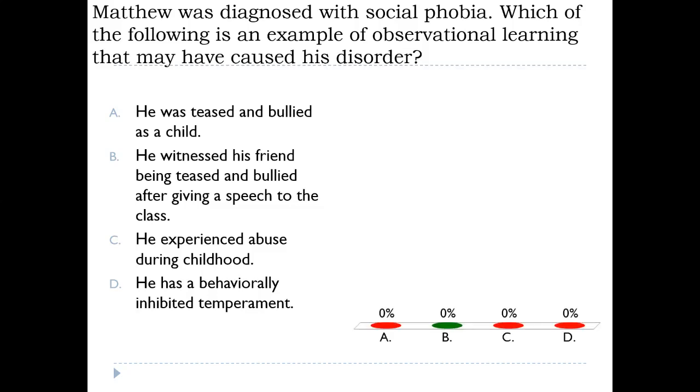All right, so observational learning, modeling, didn't happen directly to him, but he witnessed a bad social situation happen to someone else.